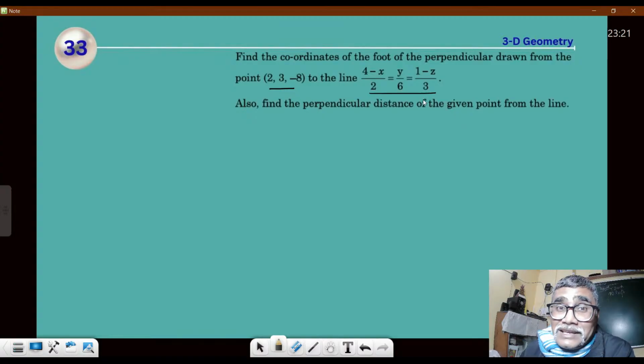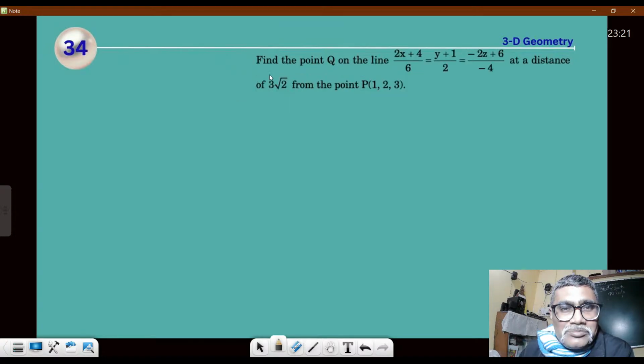Only care must be taken. You see, this is not directly given in the standard form. 4 minus x is given, not x minus 4. So you make it x minus 4 by minus 2. Y by 6 is okay. 1 minus z is not correct, so you have to make it z minus 1 divided by minus 3. And then only you proceed ahead. Please do it yourself. That will be practice for you.